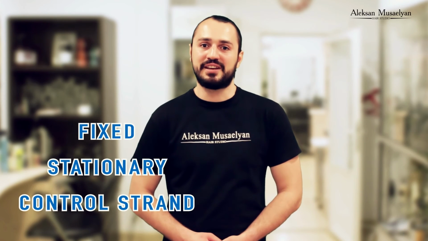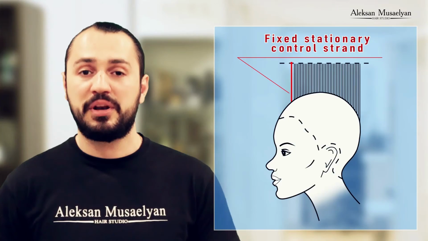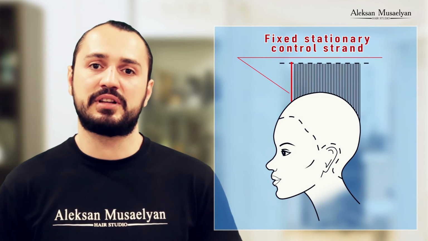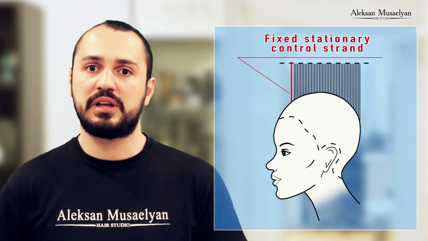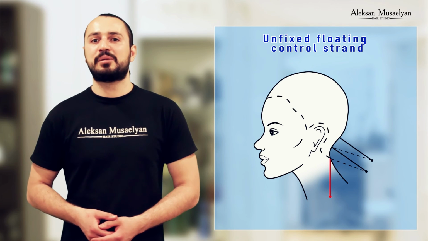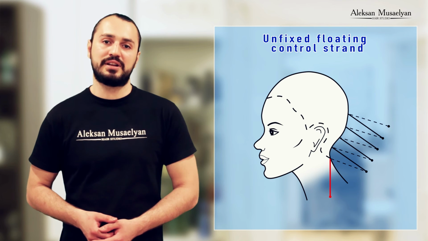7. Control strand. The control strand can be either fixed stationary or unfixed floating. When the control strand is fixed, we need to cut the reference hair strand that will be the guideline for cutting all the subsequent strands. When the control strand is unfixed, every cut strand is the control strand for the next one.